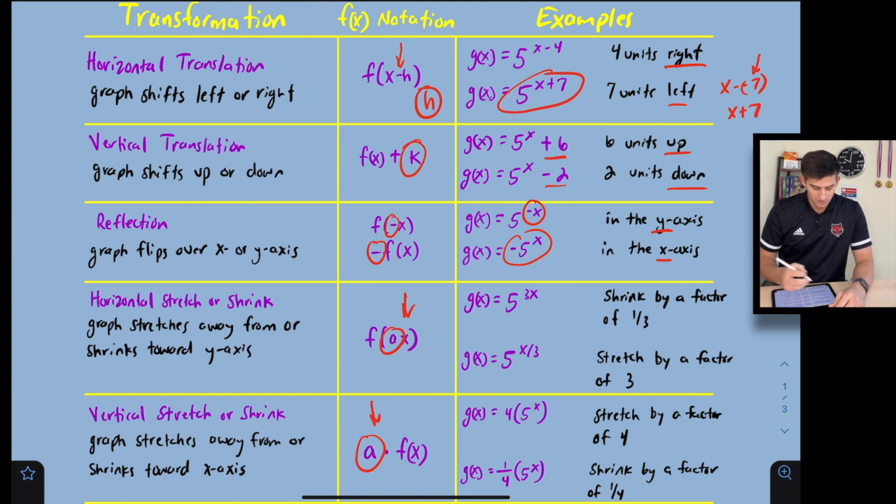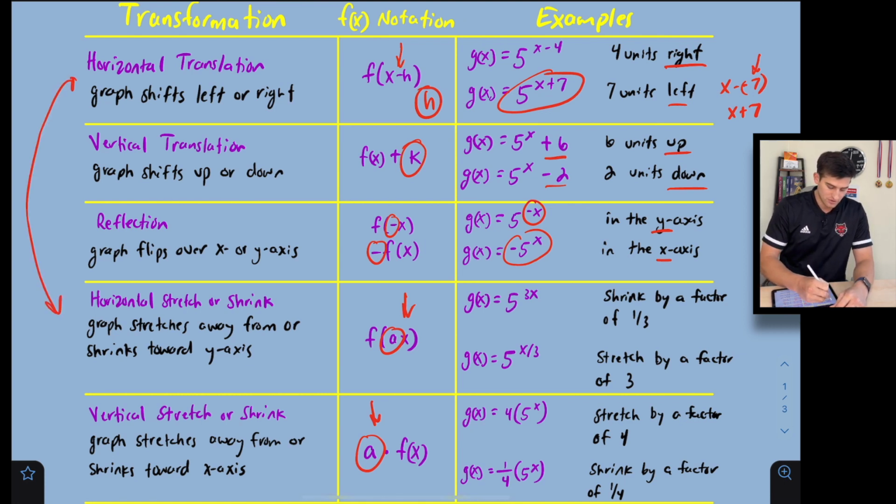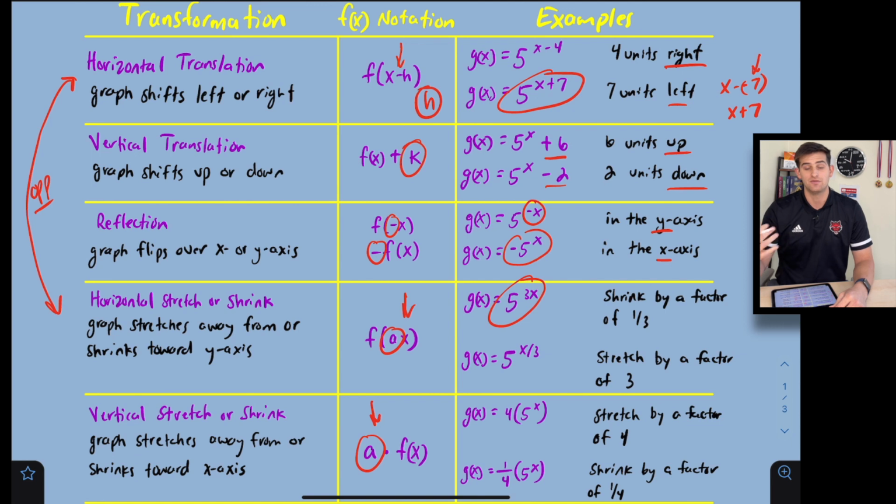Now, just like horizontal translation, horizontal stretch and shrink are kind of opposite of what we think. Here I have 5 to the 3x. I'm multiplying x by 3, so I might think that's a number greater than 1, I should probably stretch this. Well, it's opposite of what we think. It's actually a shrink, and it's by a factor of 1 over a, so in this case it'd be 1 over 3.